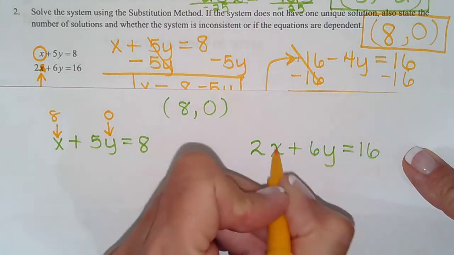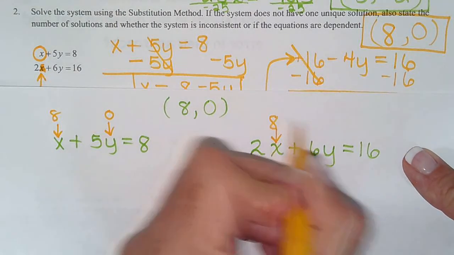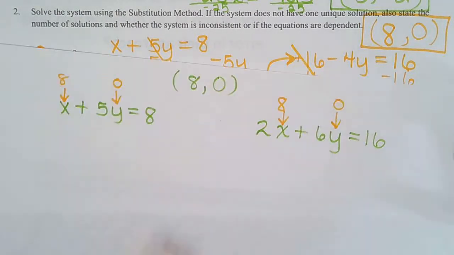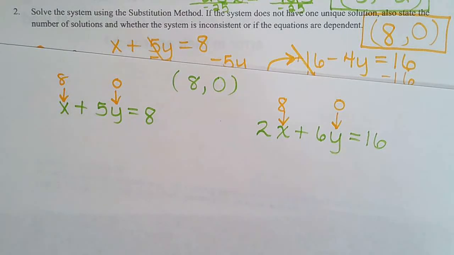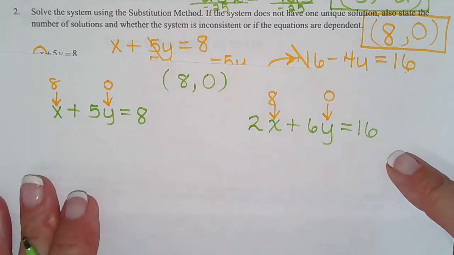And then we have to do the same thing here. 8 for x, 0 for y. So then we get 8 plus 5 times 0.